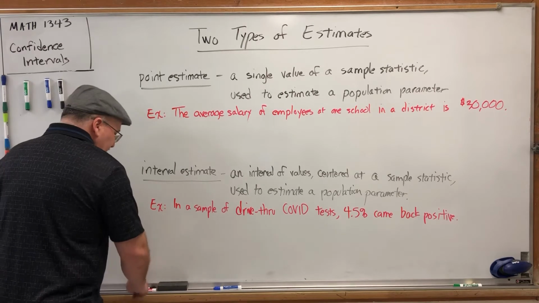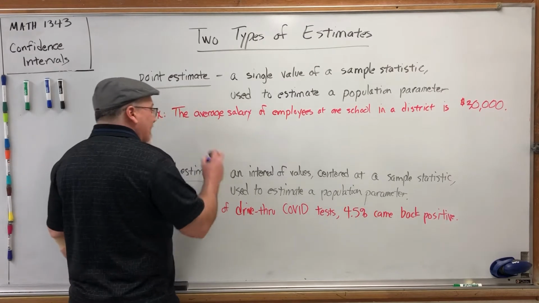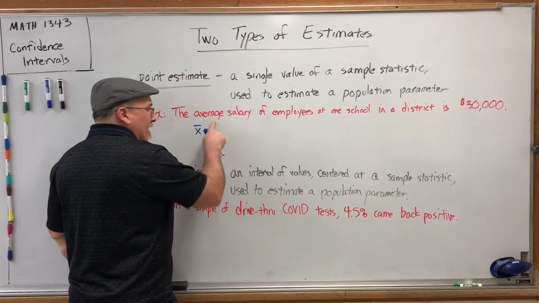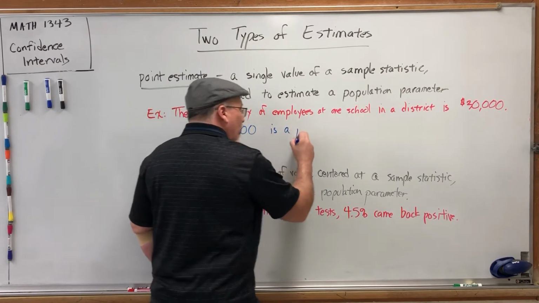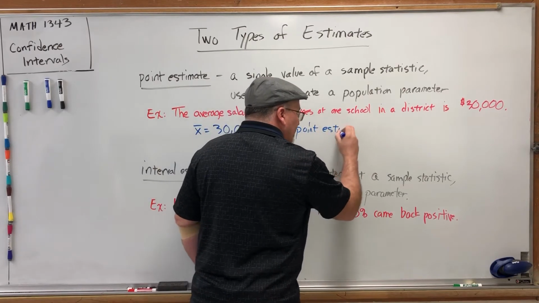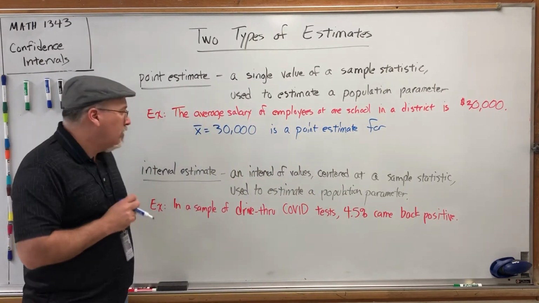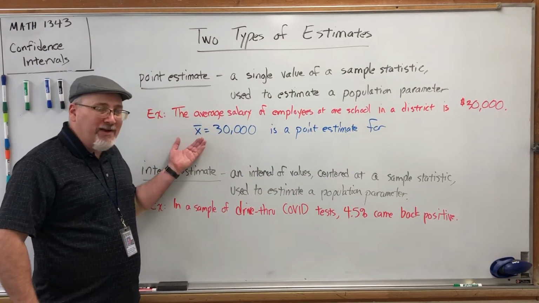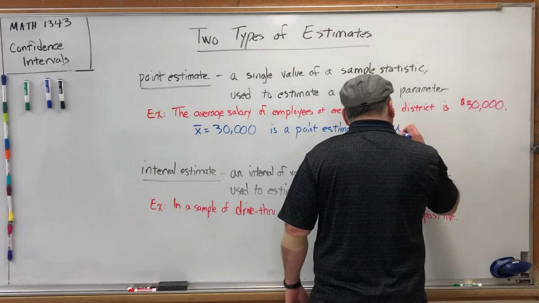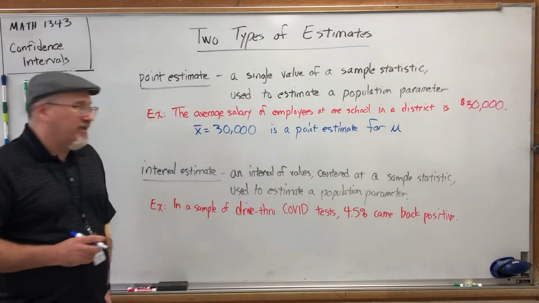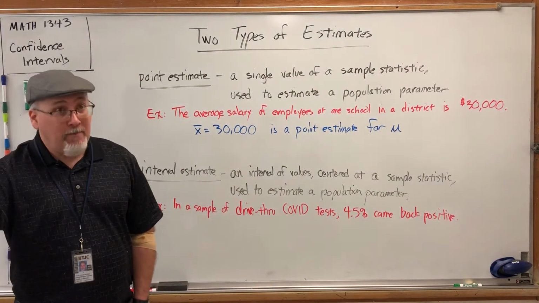So how can we interpret this as a point estimate? Well, we can say that that value, X bar, the average from a sample, equals 30,000, is a point estimate for the corresponding population variable. Well, if X bar is sample mean, then the corresponding population variable would be population mean, and that's mu. In general, X bar is a point estimator for mu. P hat is a point estimator for P.